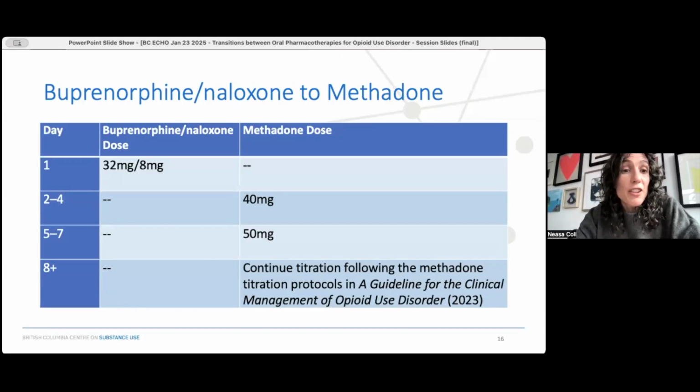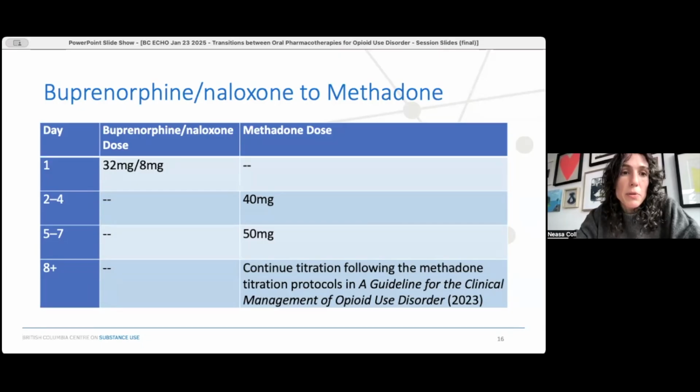You then have to titrate your methadone, which again, we do usually every 3 to 5 days at dose ranges of 5 to 10 milligrams, again, taking in the clinical realities of the patient in front of you. And a reminder that doses should be increased more cautiously for people with lower or unknown tolerance.